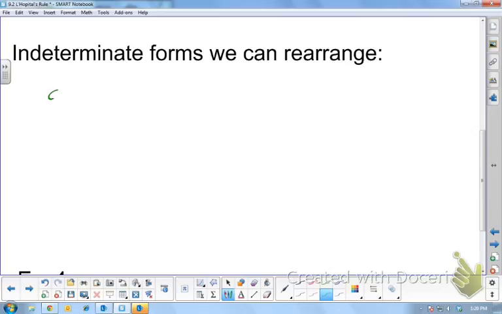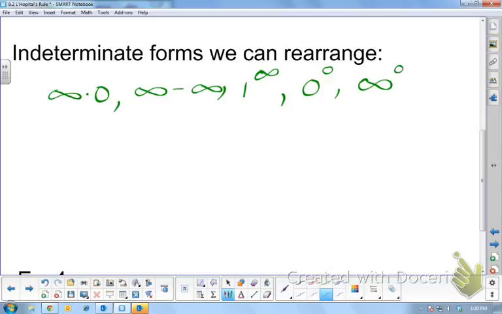So we have infinity times 0, infinity minus infinity, 1 to the infinity, 0 to the 0, and infinity to the 0.